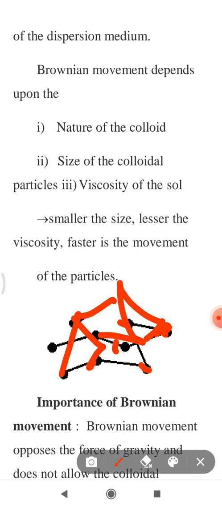So if the size is small, the particles will move fast. If the size is small, the viscosity will also be less, so the movement will be fast. So faster will be the movement.